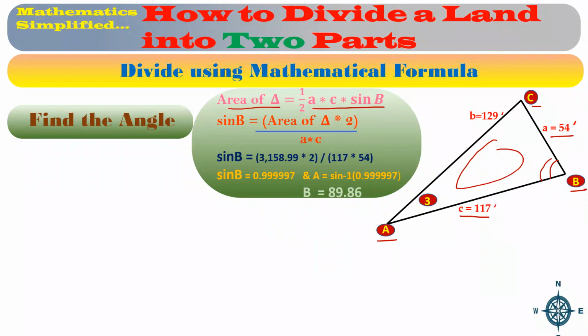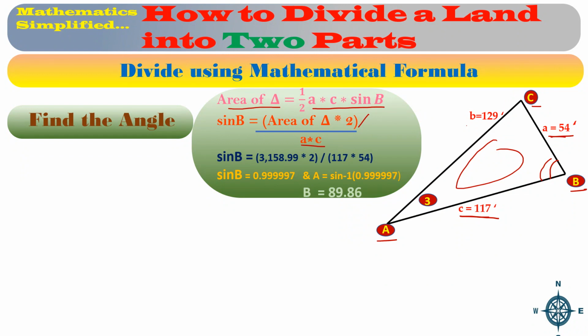So basically we need three values: the angle and the two adjacent sides. We don't need this side. Here we need the area, one adjacent side A, and C as the second adjacent side, and the angle. Now we know the area and the adjacent sides, but we don't know the angle, so we are rearranging the formula. Sine B equals area of triangle into 2, divided by A into C.